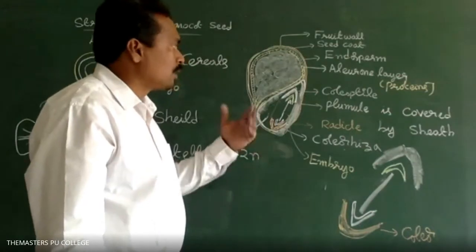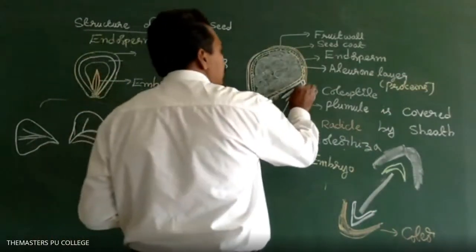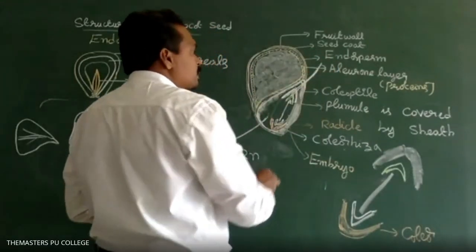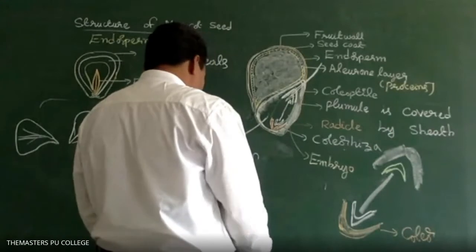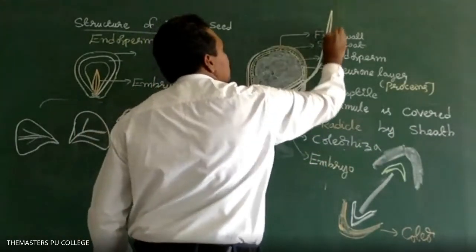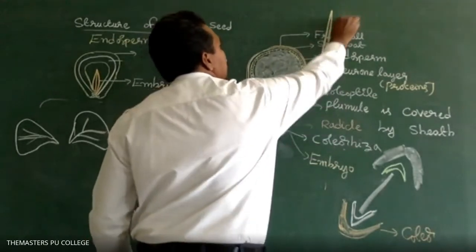Sir, when plumule and radical are still inside the seed, only at that time are they covered by coleoptile and coleorhiza, no, sir? After they start to develop, are they present or not, sir? After seed germination, these are destroyed. Coleoptile and coleorhiza are destroyed. The plumule part of the embryo gives rise to the shoot system.